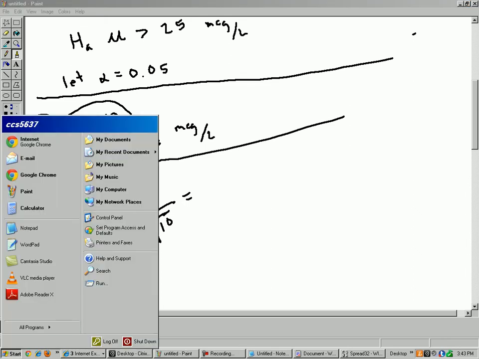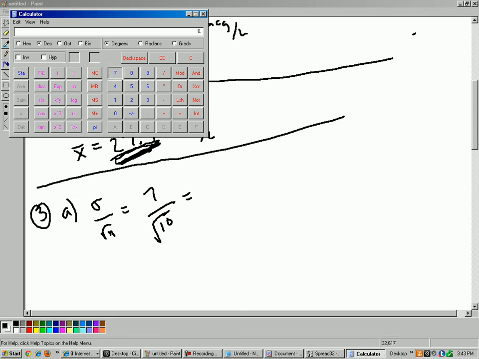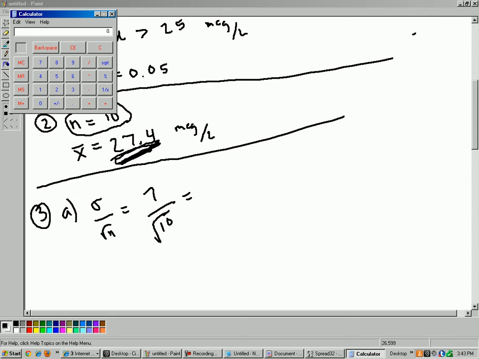Let's get out a calculator. I'm going to go to the scientific calculator for this one. So 7 divided by 10, hit the square root sign. Where's the square root sign on this thing? Oh, shoot. If anyone finds the square root sign, just holler. Well, the standard one has a square root sign. Okay, let's just start over here.